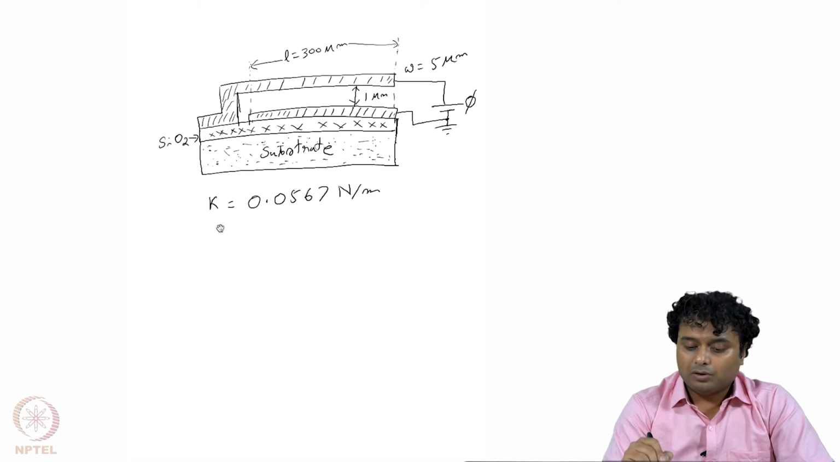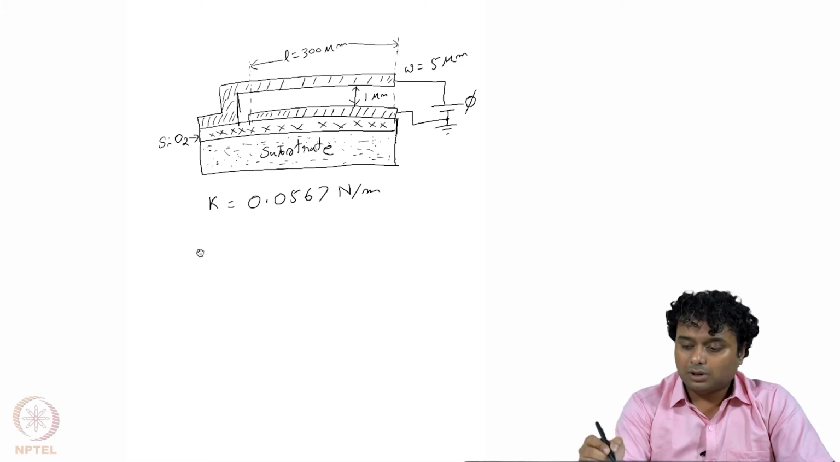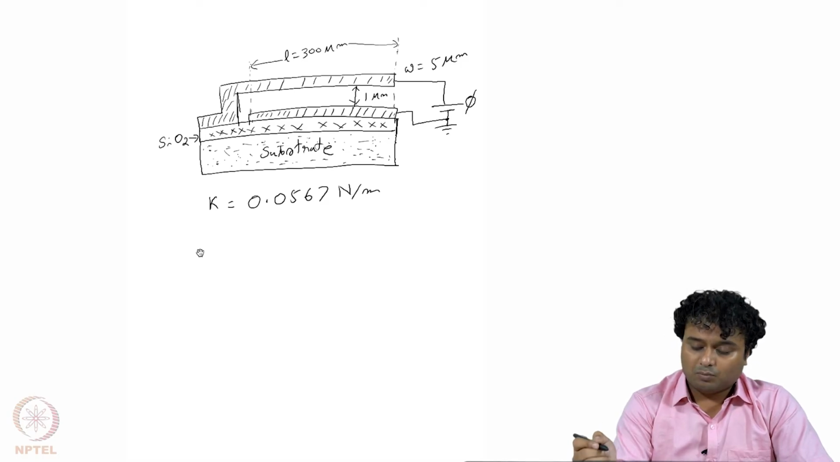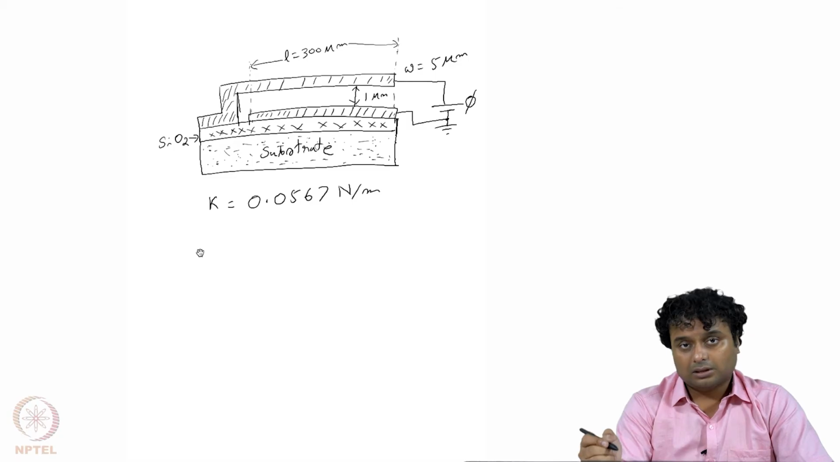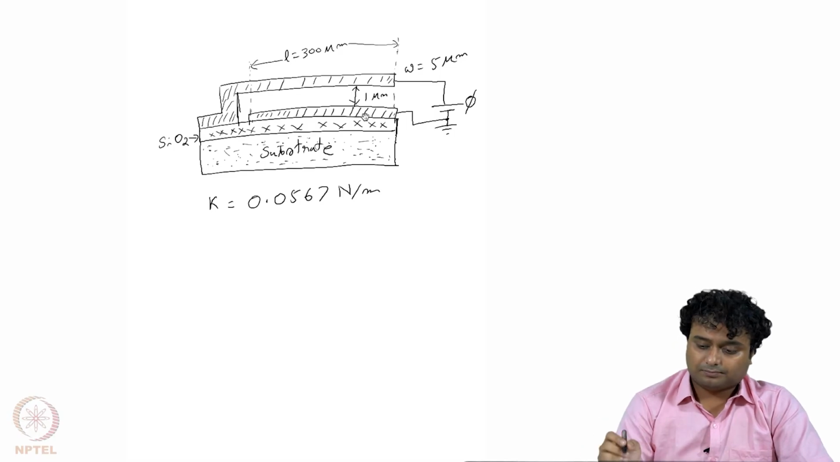Now we already know this expression, that is K, the stiffness constant of this cantilever beam, which we can get from the mechanics. What we need to find out is the pull-in voltage and also how much it can deflect without actually being pulled in onto the substrate.